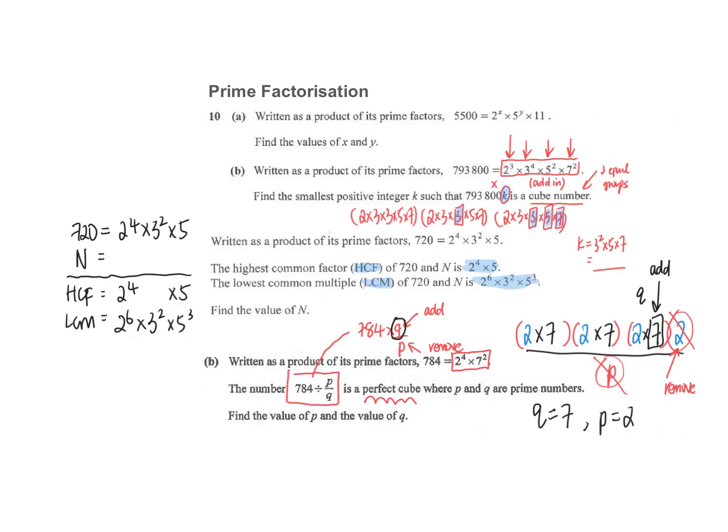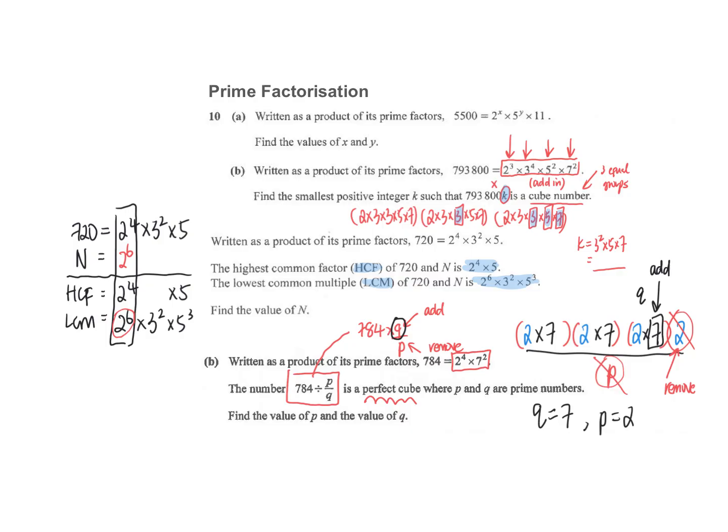So HCF only takes the common things and the lower power numbers. So if you look, you know the lower power is the 2 to the power of 4. That means the other number must have my 2 to the power of 6. If not, where did LCM get this from? Right? So the other number must have the 2 to the power of 6.